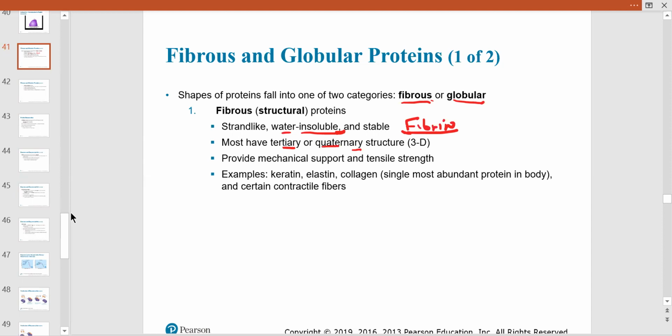So other examples of fibrous are your keratin, which is the protein that gives skin its strength, and elastin, which is found in many connective tissues that need to have elasticity. Collagen is what gives it the strength, though. And then certain contractile fibers, don't worry about that. We'll talk about actin and myosin when we get there.